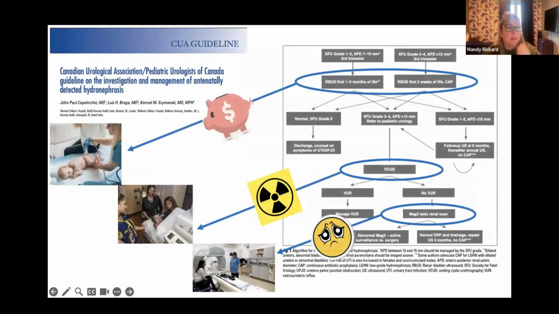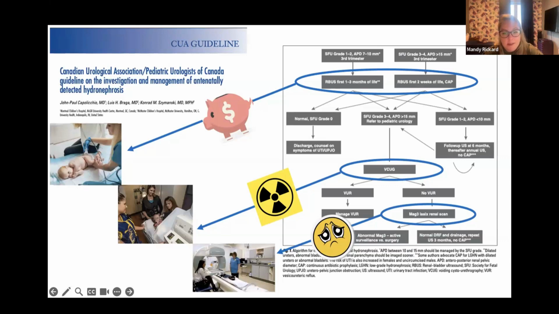And so there are guidelines available that can help our decision-making for hydronephrosis. This one is from the 2018 Canadian Urological Association. And in this guideline, it suggests that all children with SFU grade 3 or 4 should be given prophylaxis. They should be investigated with a VCUG. And if it's negative and the hydronephrosis is persistently high grade, then they should be investigated with a renal scan.